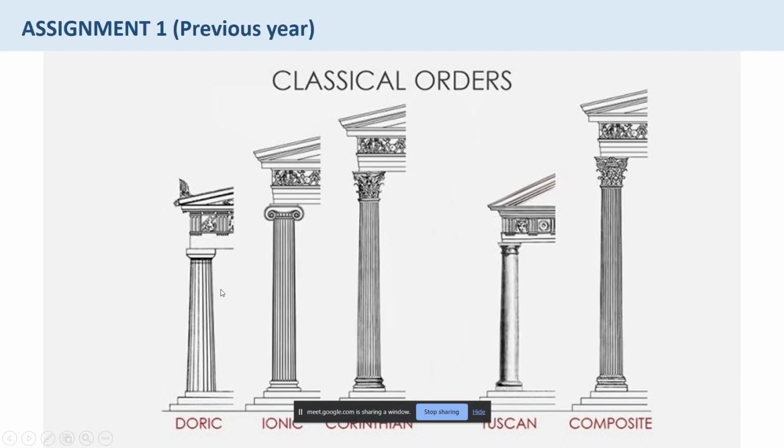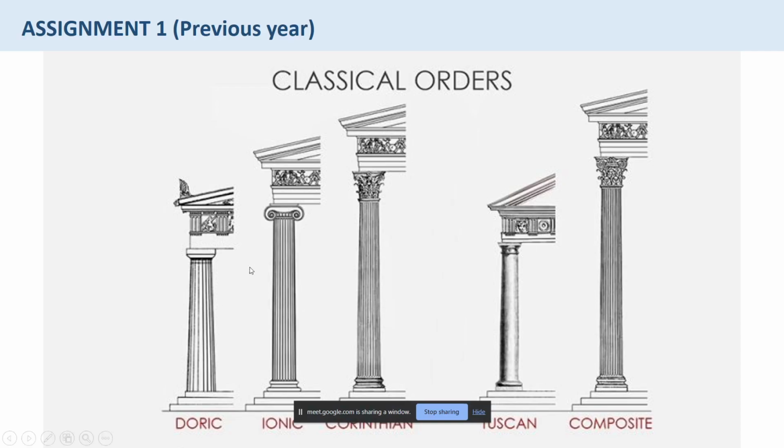So Doric is comparatively thicker compared to all the other orders. Doric has features like flutes, which are also in Ionic and Corinthian. So if you cut the section of this column, you will not see a circle, you will rather see a flower-like shape, a flute-like shape.